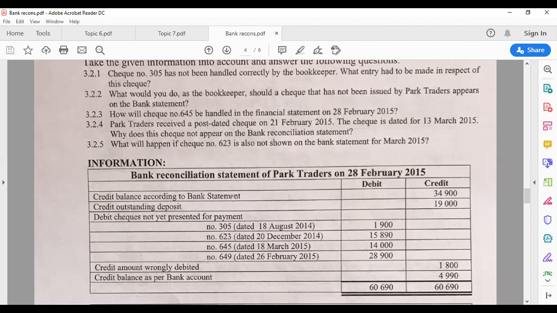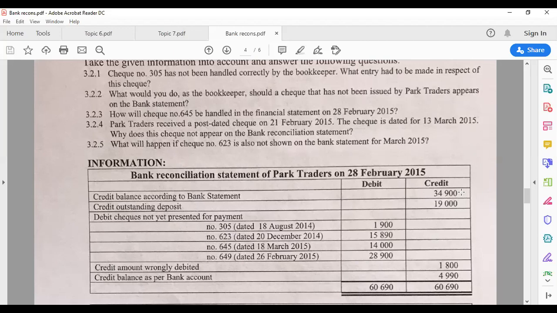Okay, so the credit balance according to the bank statement, so the bank, you are entitled to ask the bank for the 34,900. Okay, so this amount the bank physically not owes you, maybe the wrong word to use, but that you are entitled to get from the bank because that's the money you have in your bank account.